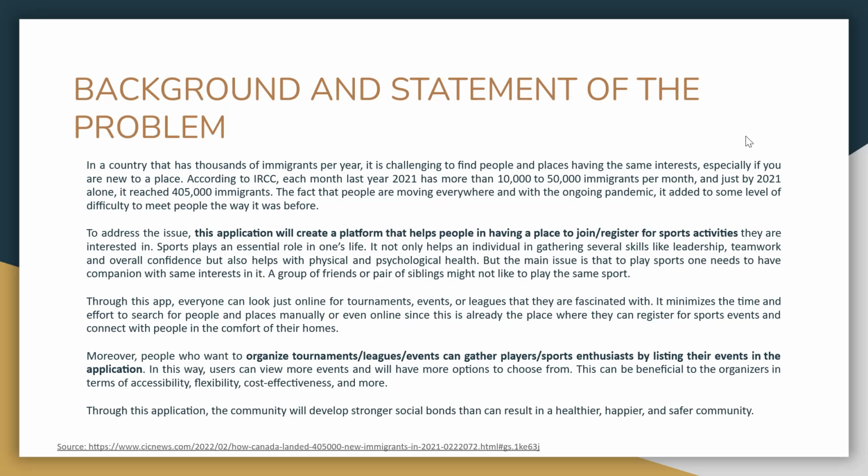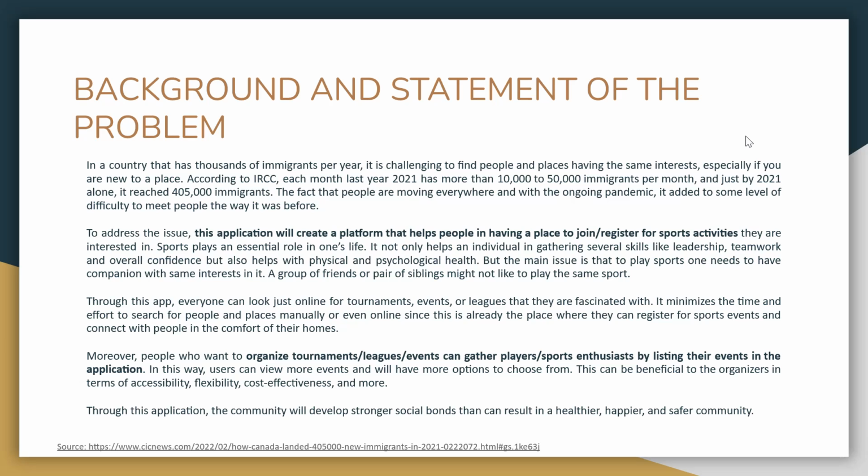Thank you, Mary. So, in a country where there are thousands of immigrants coming per year, it is very hard to find people and places who have same interests, especially in a new place. According to IRCC, more than 10,000 to 50,000 immigrants came to Canada in 2021, and the numbers are still growing each following year. To address this issue, we have decided to create an application which helps people to join or register for various sports activities which they are interested in.